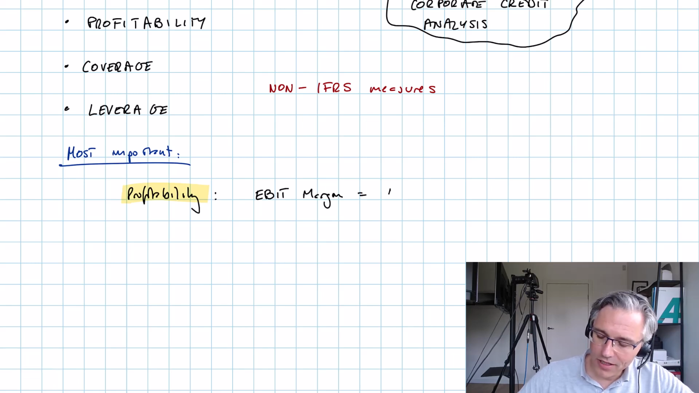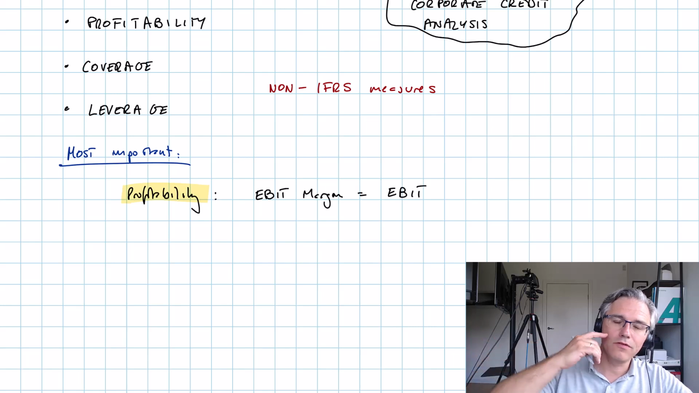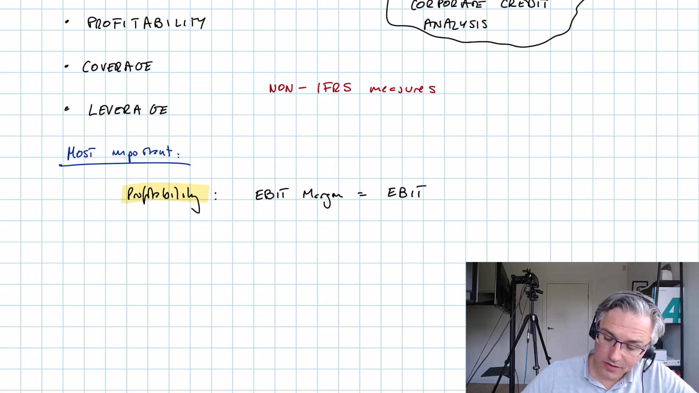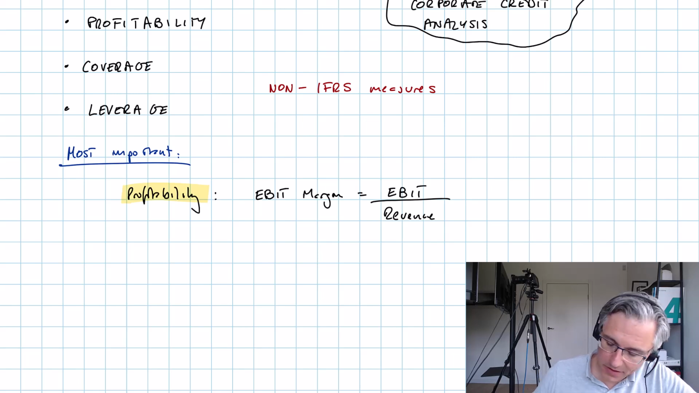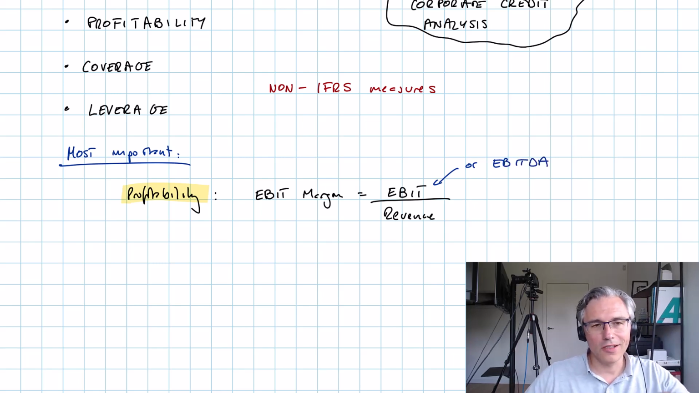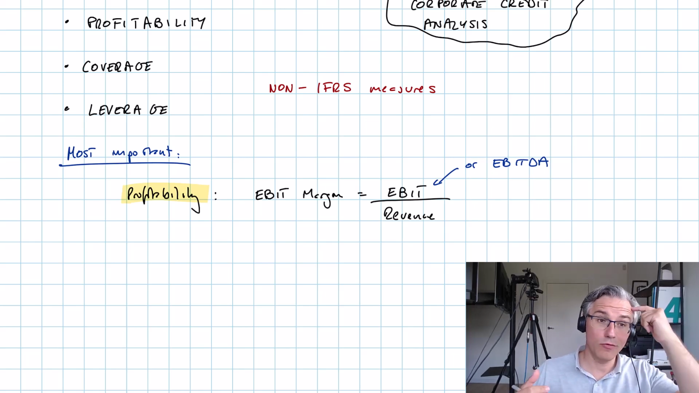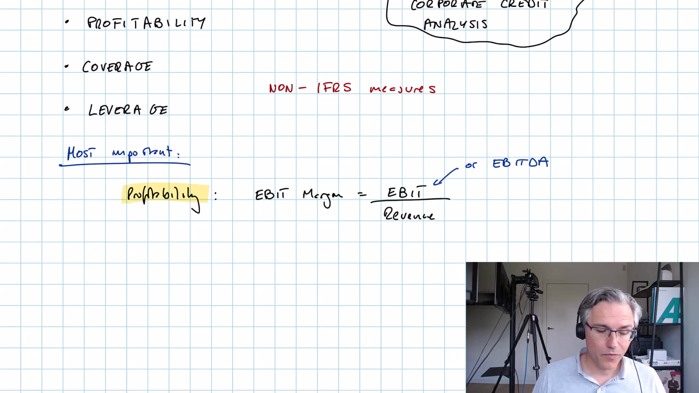This is naturally the relationship between earnings before interest and taxes, so before we move on to the financing segment of the income statement and the tax consequences, divided by the revenue generated by the business. And of course, instead of EBIT, you will often find EBITDA, which is obviously earnings before interest, taxes, depreciation and amortization, which gets us somewhat closer to a cash flow measure.